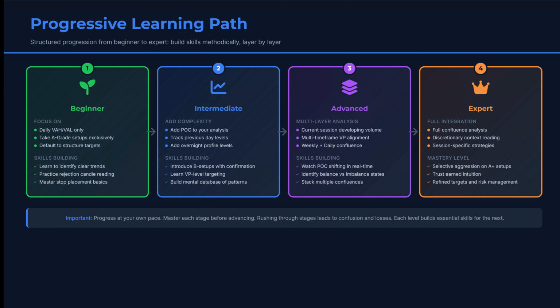Master stop placement basics. Use the double tap test. Place stops beyond the zone with structural room. These 3 skills are your foundation. Nail them before moving forward.